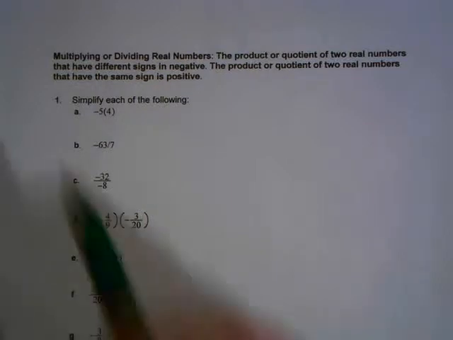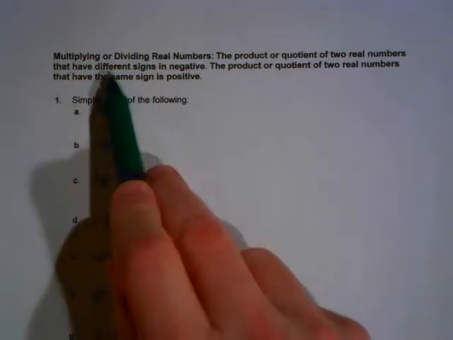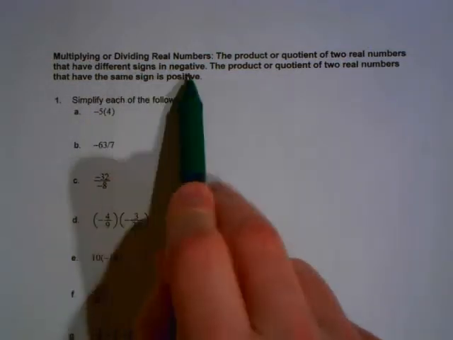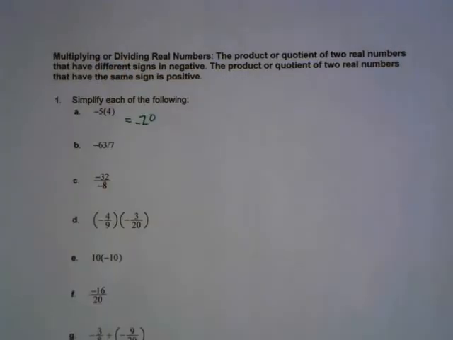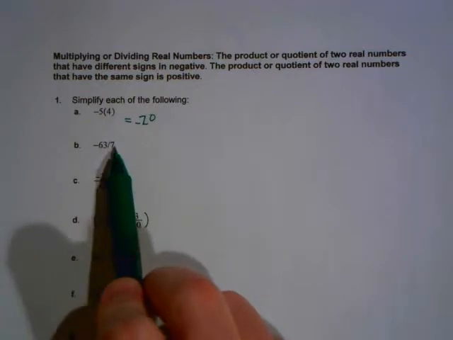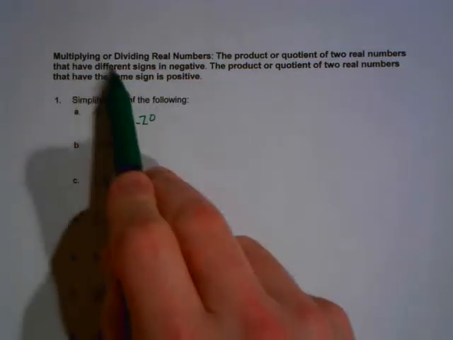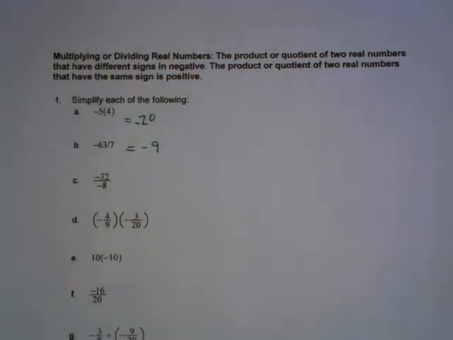In other words, here I have one negative and one positive. Those have different signs. So the answer is going to be negative. 5 times 4 is 20, but it's going to be negative, so it's negative 20. Same deal here. Here I'm dividing. I've got one negative number, one positive number. When I have different signs, I get a negative answer. And 63 divided by 7 is 9, so the answer is negative 9.